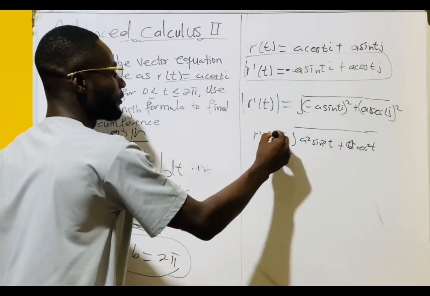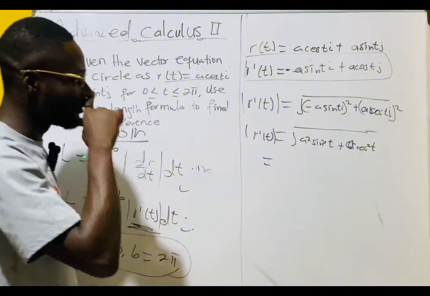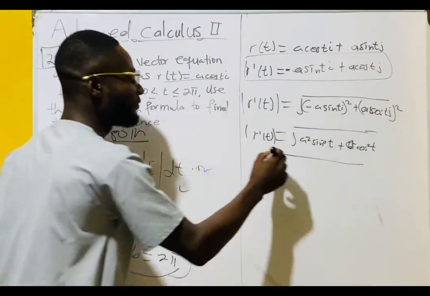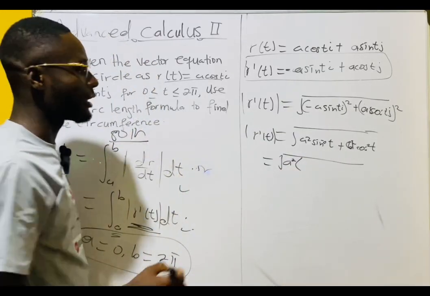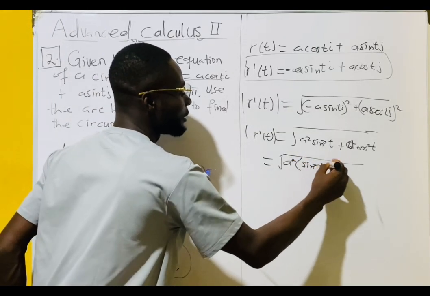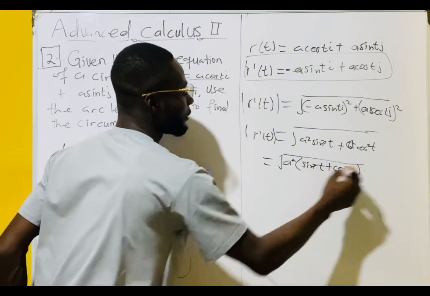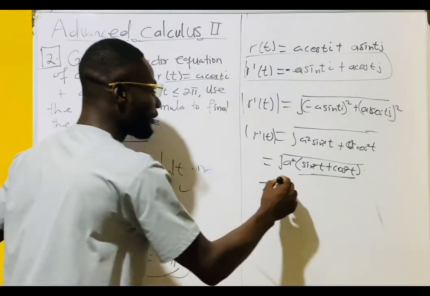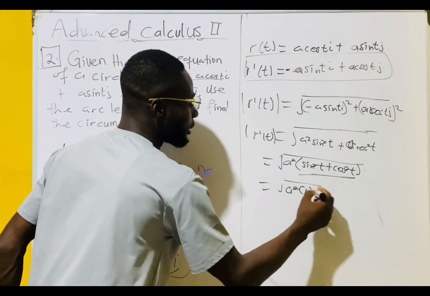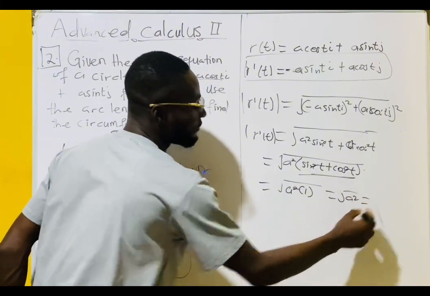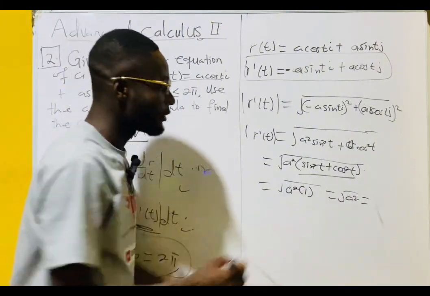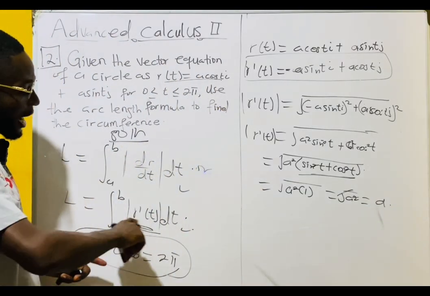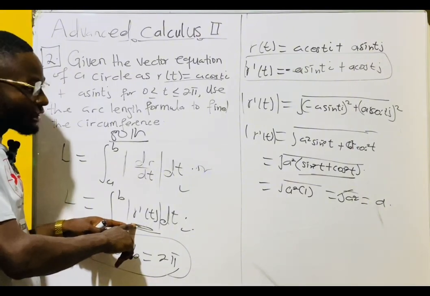So we're going to have the magnitude of the differential radius. You know that a squared is common to all the terms, so we factor it in the square root sign. Then we have sine squared t plus cos squared t, and you know that this is an identity which gives us 1. So we have the square root of a squared times 1, and that is the square root of a squared, which is basically a. So we have the magnitude of the differential radius to be a.